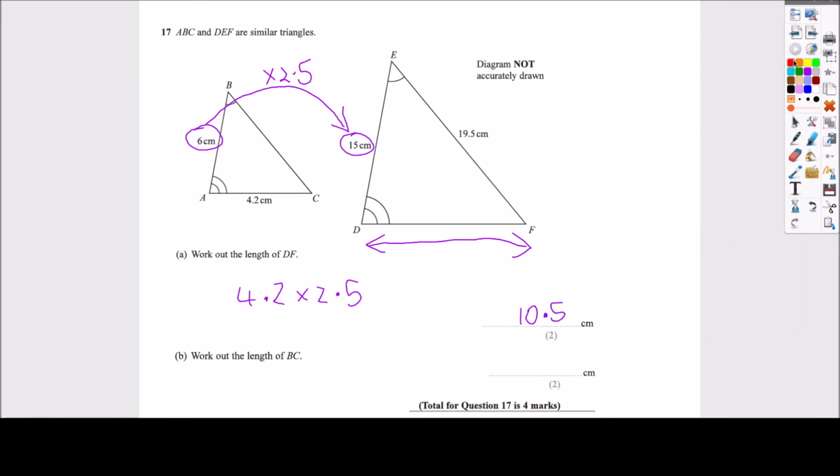And then for part B, work out the length of BC. So that's working out this length here. Well, that's going to be 2.5 times smaller than the comparable side, the 19.5. So take your 19.5, and because we're trying to get it smaller, divide that by 2.5. So that length is 7.8.